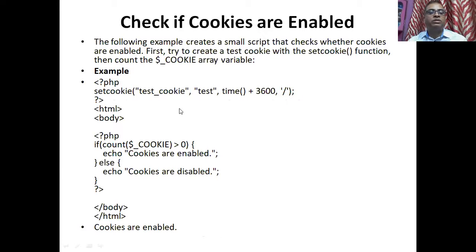Then how do we check the cookies? We call the setcookie function, test_cookie is the name of a variable, test is the value, time plus 3600, so it is going to be for one hour. Then count($_COOKIE) is greater than 0, to check whether the cookie is there or not. If it is there, the count is going to be at least 1, so cookies are enabled, else cookies are disabled. That's how we can understand whether cookies are enabled or not.